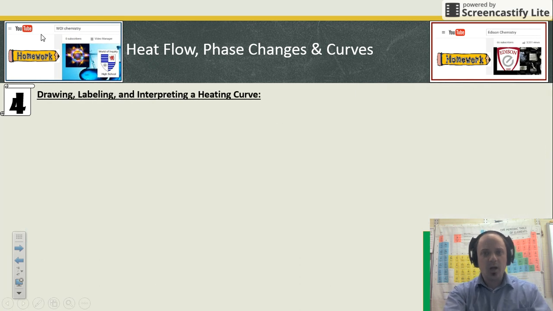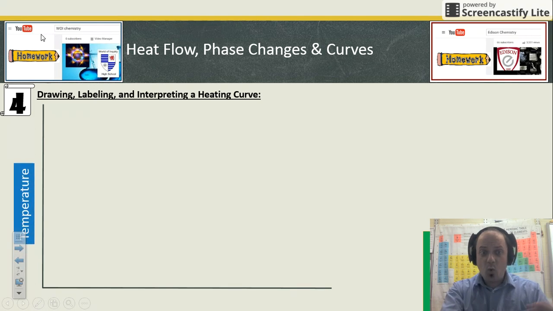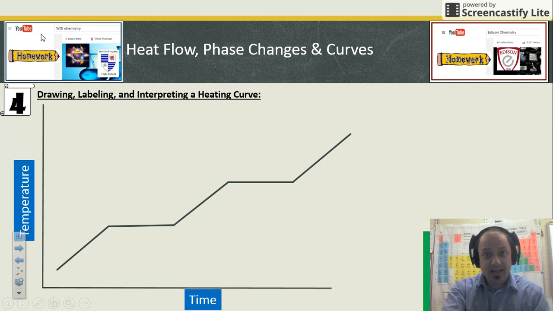Okay. To draw, label, and interpret a heating curve, it's pretty straightforward. You've got a y-axis and an x-axis. Y is always temperature, and x is always time. Okay. Then we draw slant, flat, slant, flat, slant to show the heating curve.